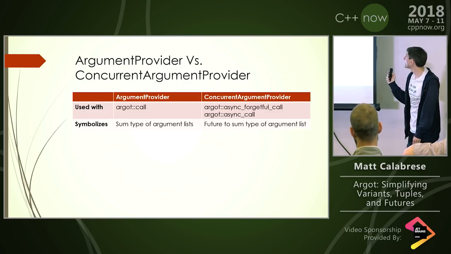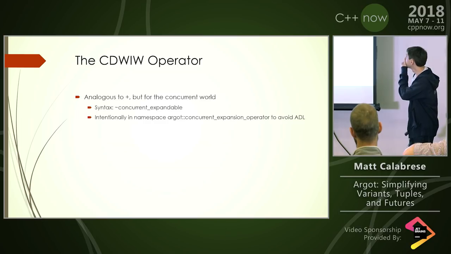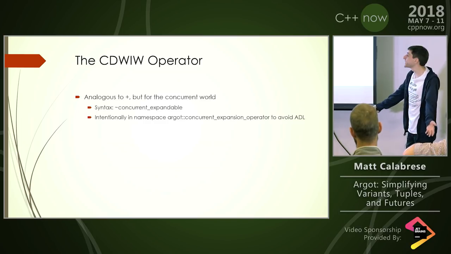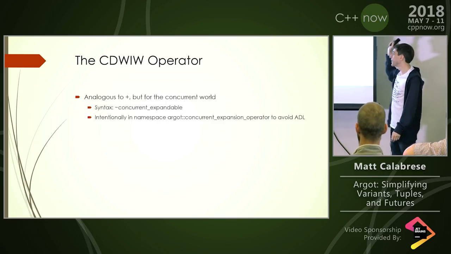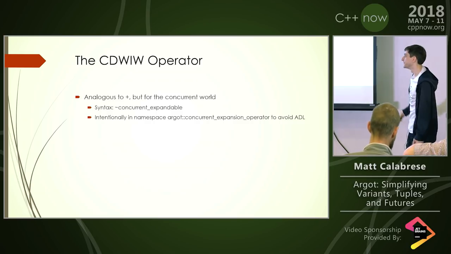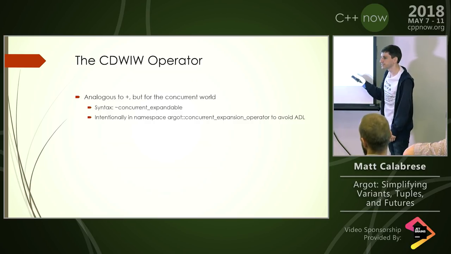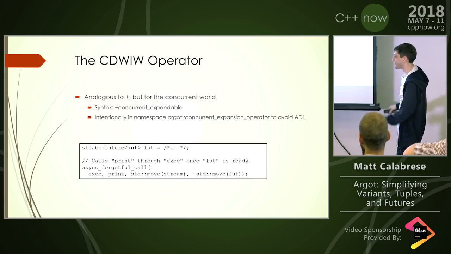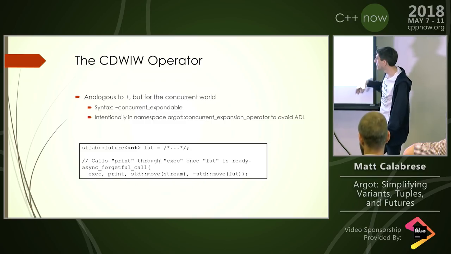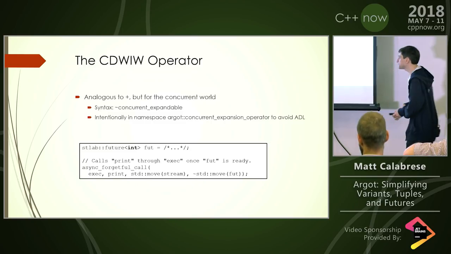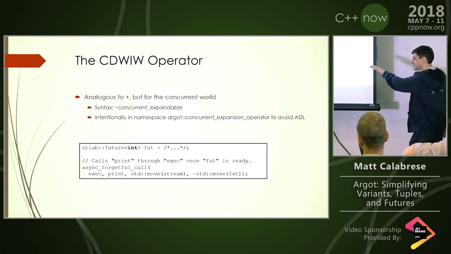Okay, I think I went through this slide already. So as we had the plus operator, which was the DWIW operator, I also introduced the CDWI operator, which is just the concurrent do what I want operator. And instead of overloading plus, I overload the tilde, which is actually a little bit more sane because there's no double tilde. So it really is only one operator that's overloaded here. And so, just like before, how you can use plus to expand a tuple, you can use a tilde to expand a future. So this is basically the same as previous few slides, but it's a little bit more concise.